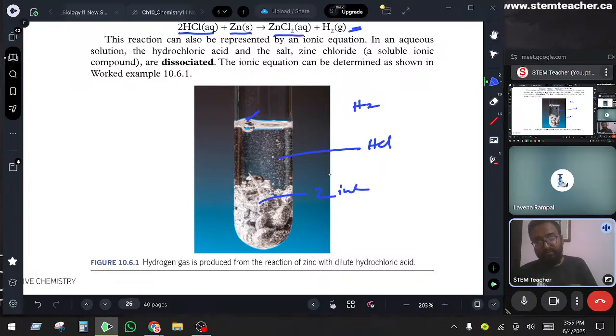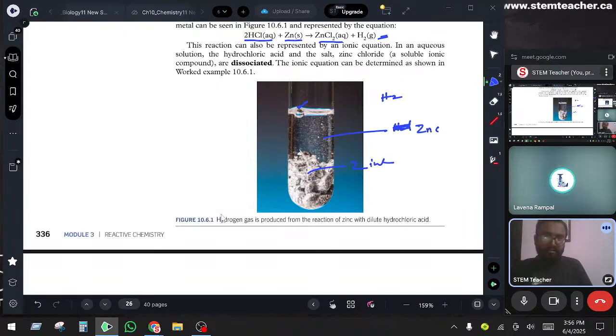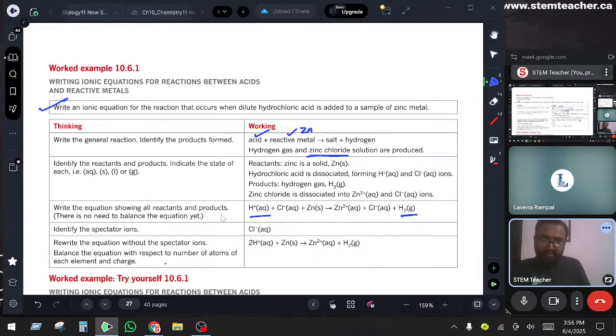The liquid is zinc chloride. Hydrogen gas will be released, and zinc becomes the ions: zinc ion and chloride ion. The chloride ion is a spectator ion, it is not part of anything new. Rewrite the equation: 2H+ plus Zn goes to Zn2+ plus H2 gas. This is the entire equation.